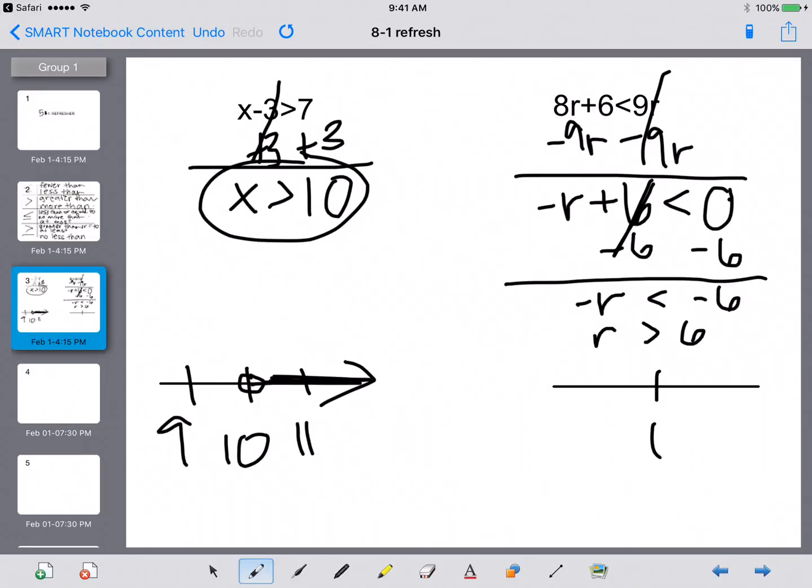If we want to graph that on the number line, we have our 6. It's a greater than sign, so it's an open point. And if r is greater than 6, it can be 7, so it's going this way. And there we go. Not the most beautiful thing that I've ever drawn in the world, but it gets the point across.